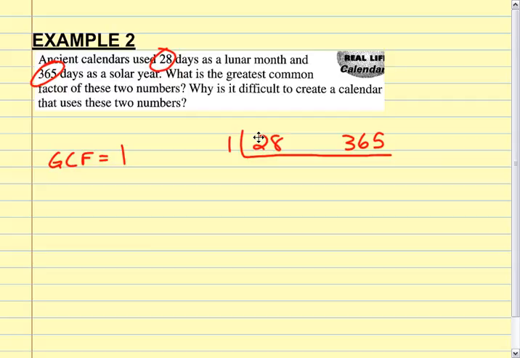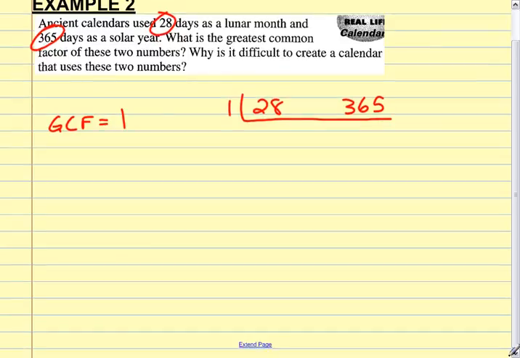What if there were only 364 days? That would work. Well, let's see. Instead of doing 365, let's do 28 and 364. Okay? Now, raise your hand. What goes into both of them? Let's see. Jenna. 2. 28 divided by 2 is what? Daniel? 14. 364 divided by 2. What is that, Elizabeth?